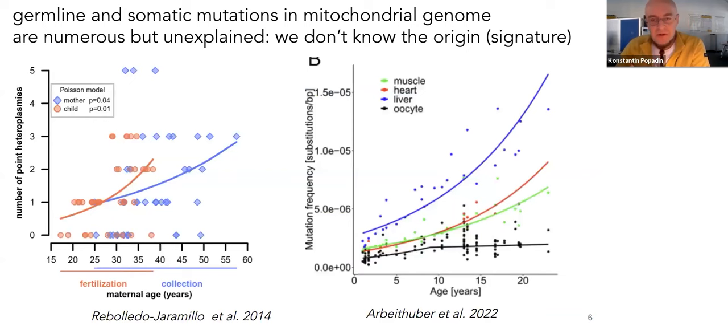And again, the question is the same. Why is there this increase? Which mutagen is behind all this? And why in liver is it higher as compared to oocytes? Do we see different mutagens? Which mutagen? We don't know.